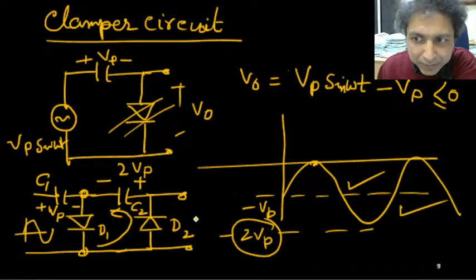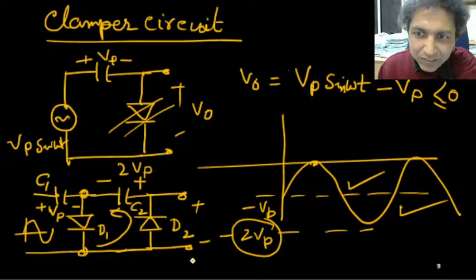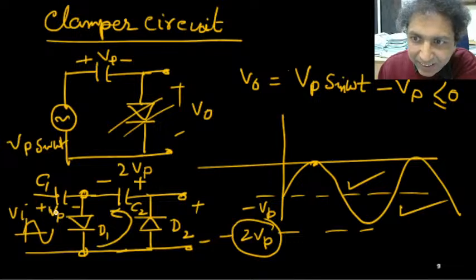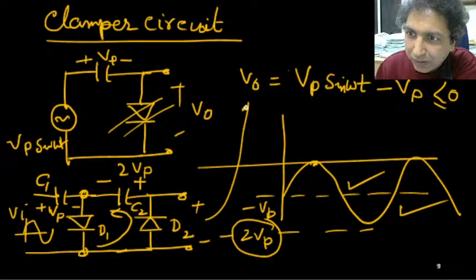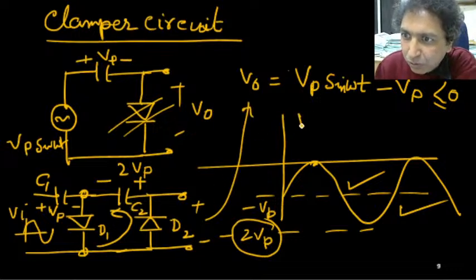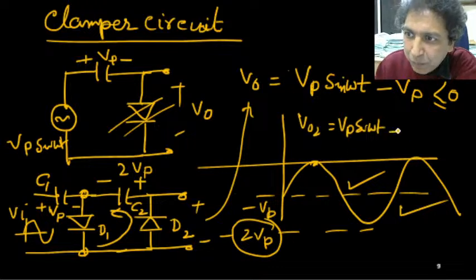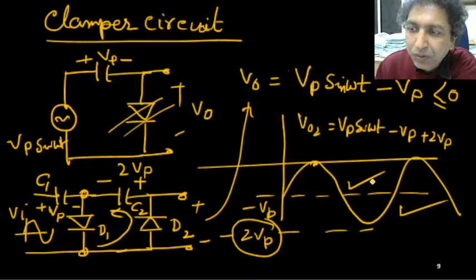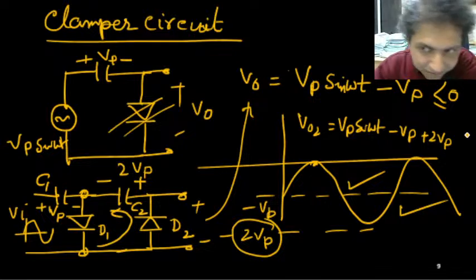Okay, what is the output voltage at this end if I consider? So this input voltage is Vi minus Vp plus 2 Vp. So this output voltage I can write as V02, that is your input voltage Vp sin omega t minus Vp plus 2 Vp. Okay, actually, so Vp sin omega t plus Vp, that's all.